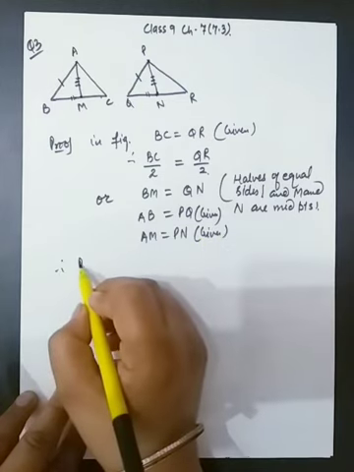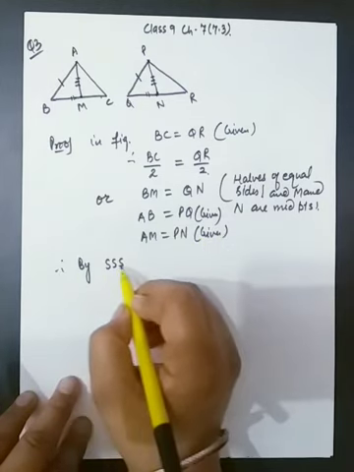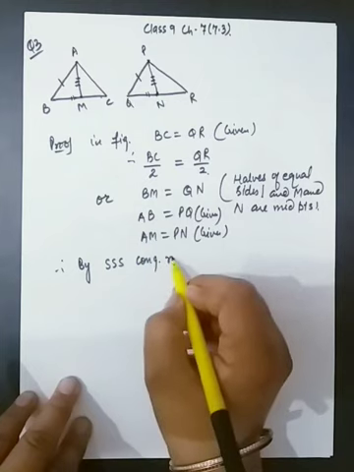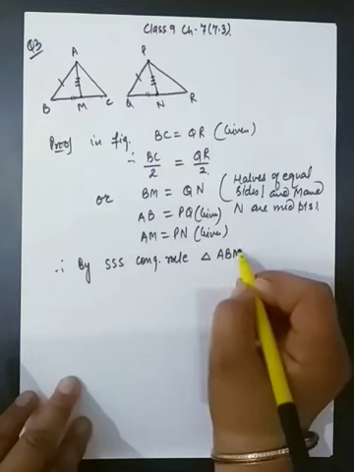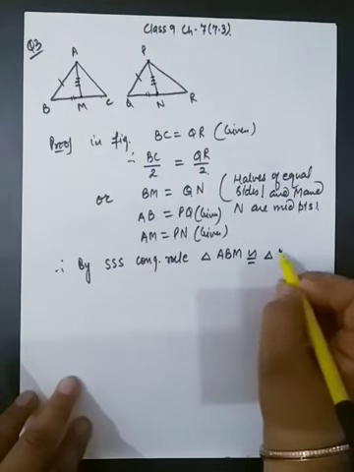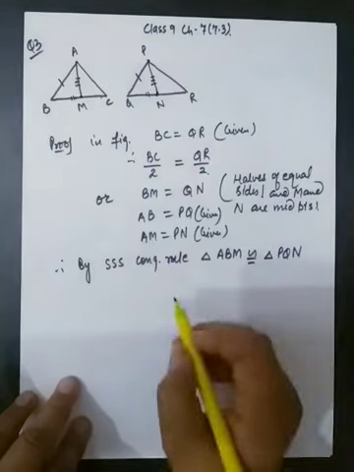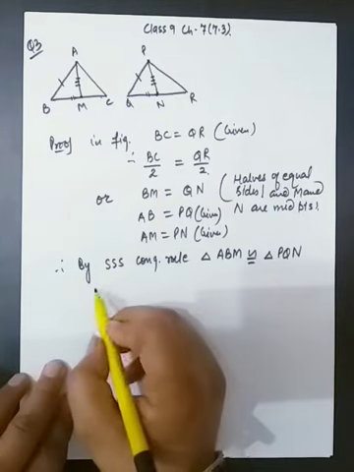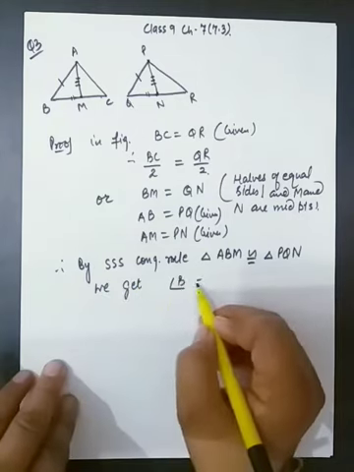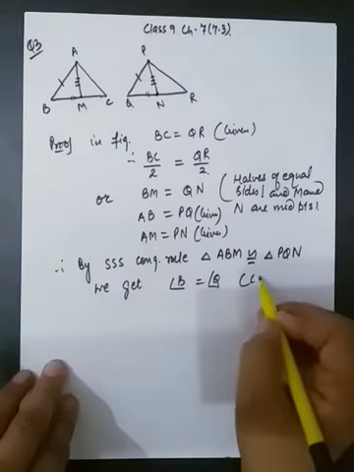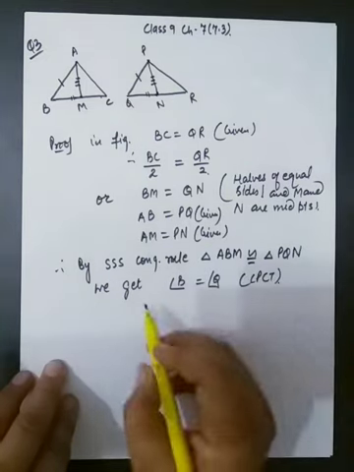So therefore by SSS congruency rule, triangle ABM is congruent to triangle PQN. Now what do we get? We get angle B is equal to angle Q by CPCT.